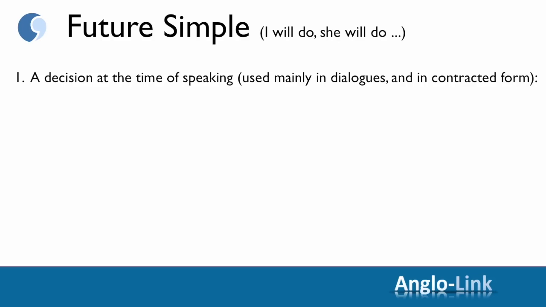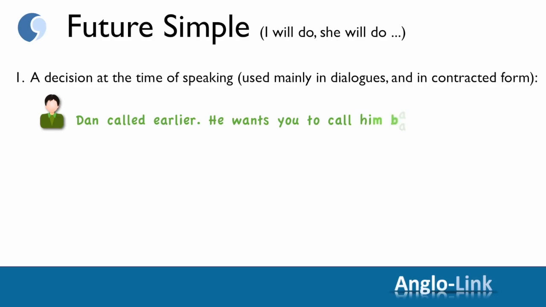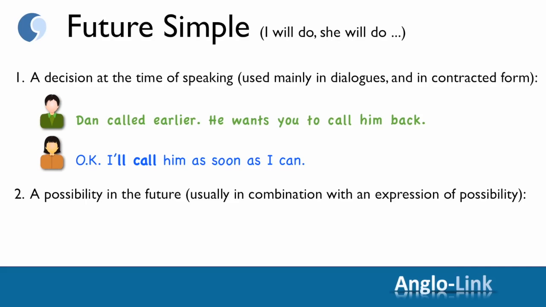For example, someone says, "Dan called earlier. He wants you to call him back." Reacting to this sentence, the listener will say, "Okay, I'll call him as soon as I can." The second usage was for a possibility in the future, and usually you need to include an expression of possibility in your sentence. For example, "I will probably call him this afternoon."